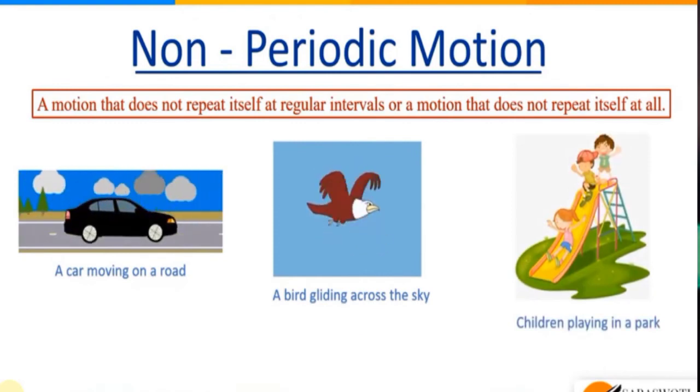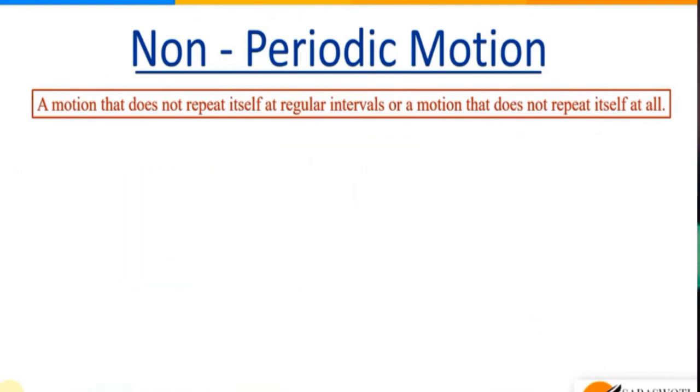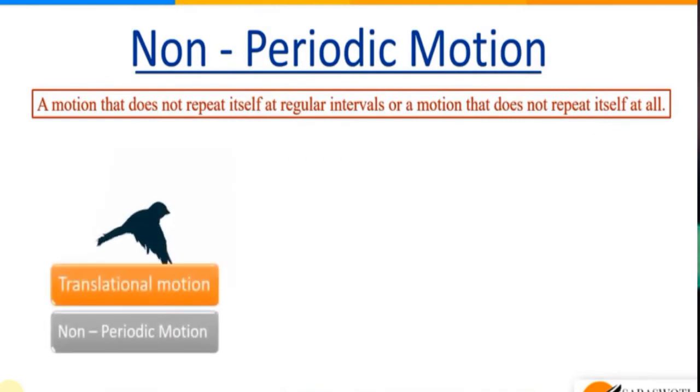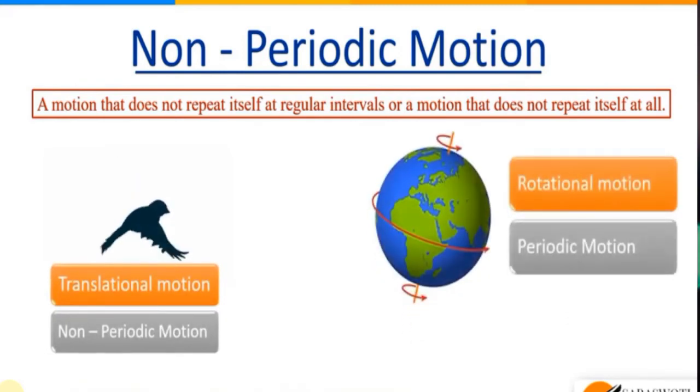Students, in everyday life we observe more than one type of motion at once. A bird gliding across the sky is translational and non-periodic motion. The rotation of the Earth on its axis is rotational and periodic motion. Students, that is the types of motion, okay?